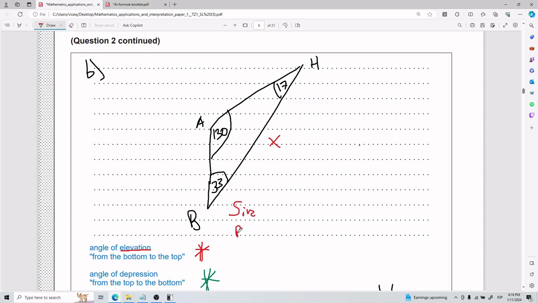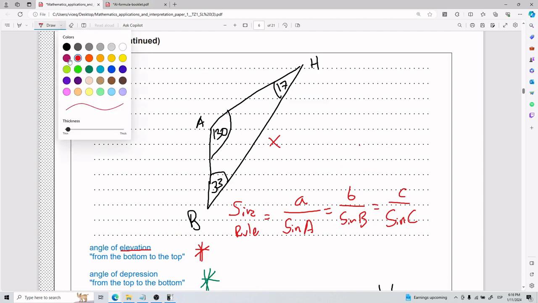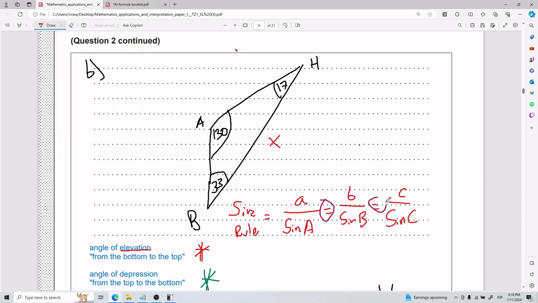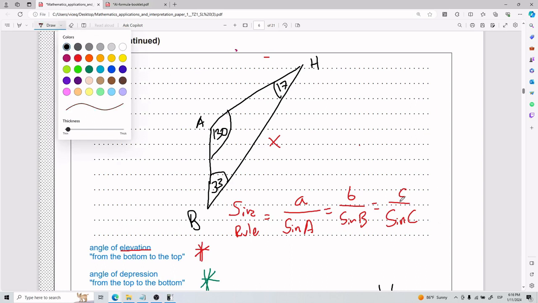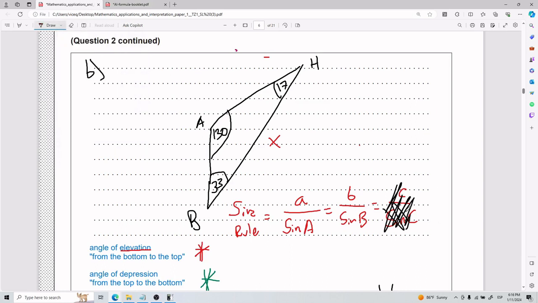So sine rule is little a divided by sine big A equals little b divided by sine big B, and little c divided by sine big C. Now, as you see, you have two equal signs here. So technically, you can use whichever pair you want. I'm just going to use the two on the left.